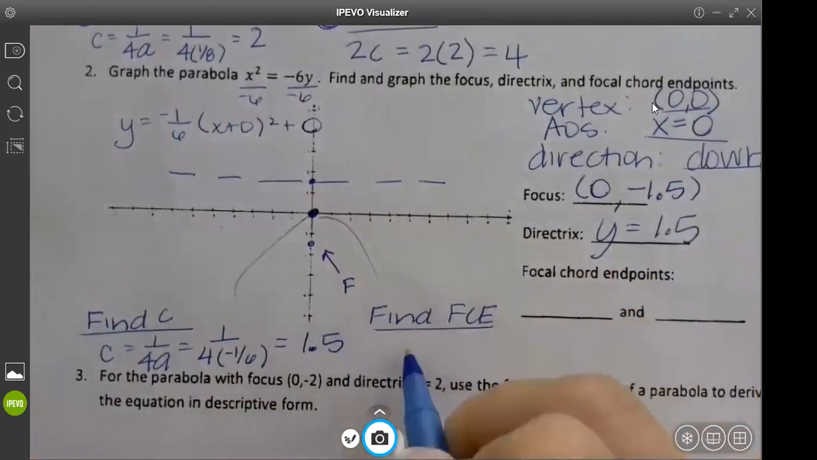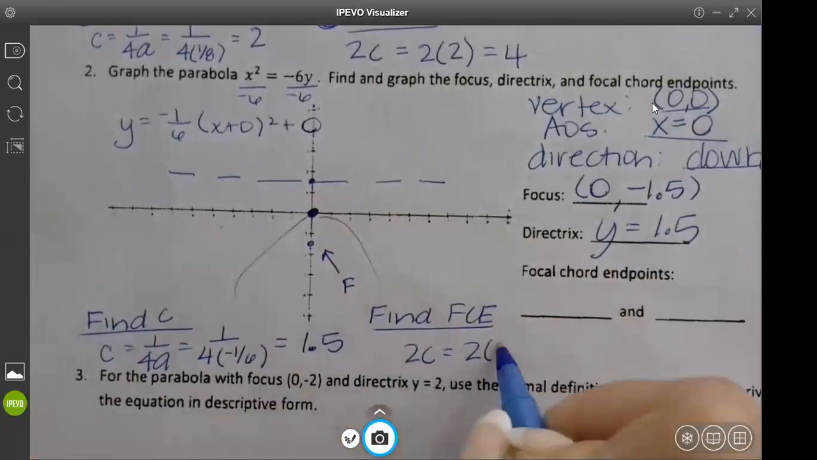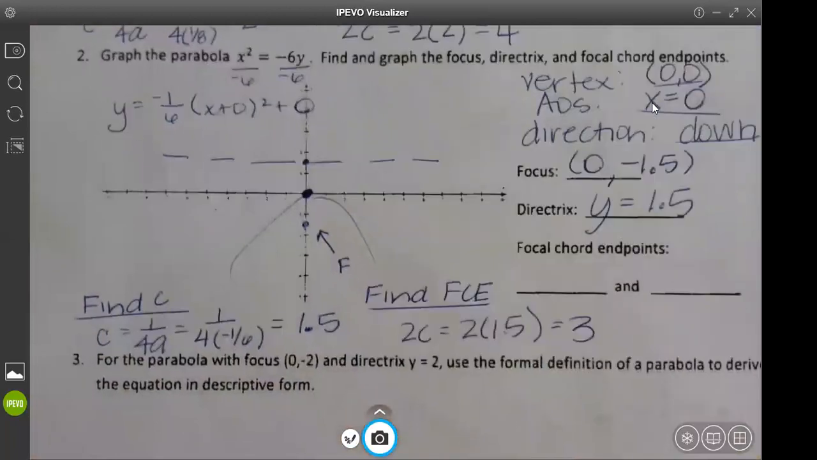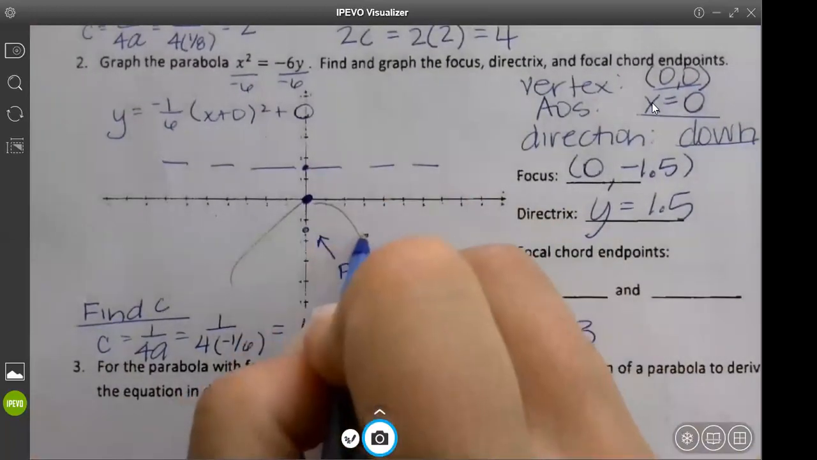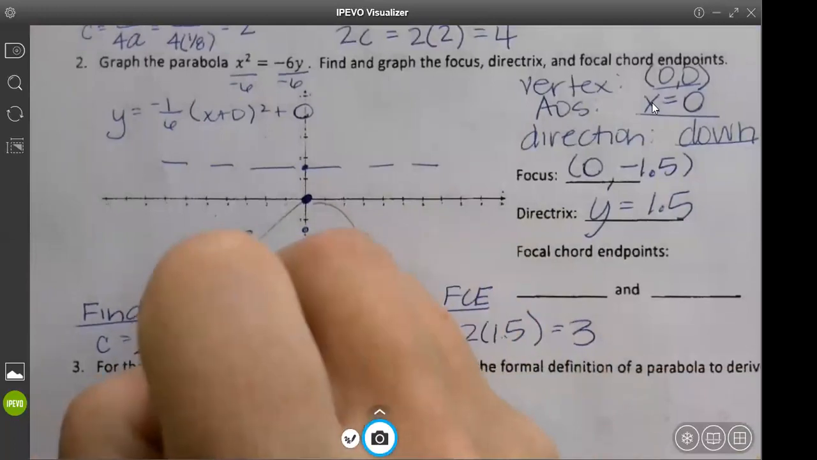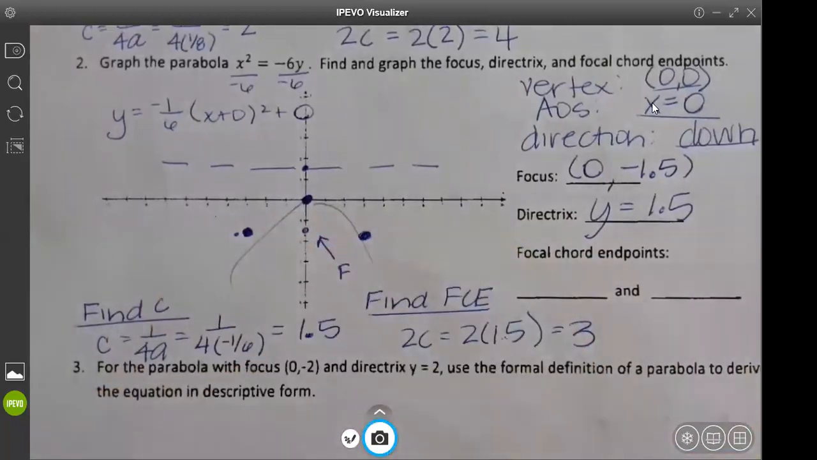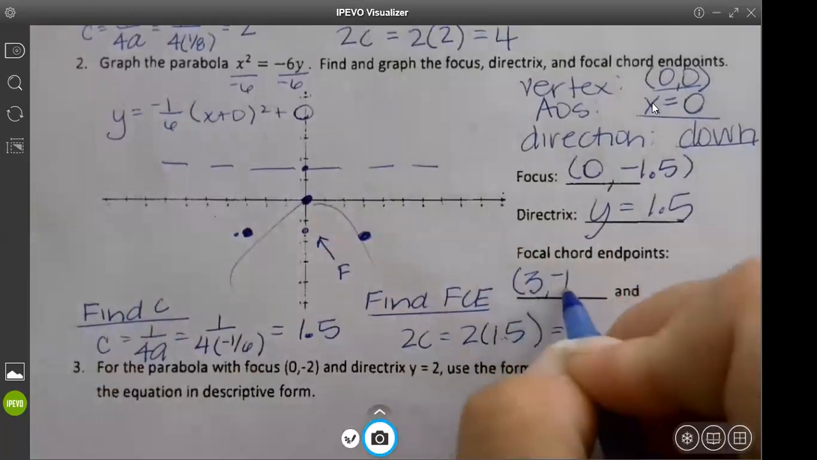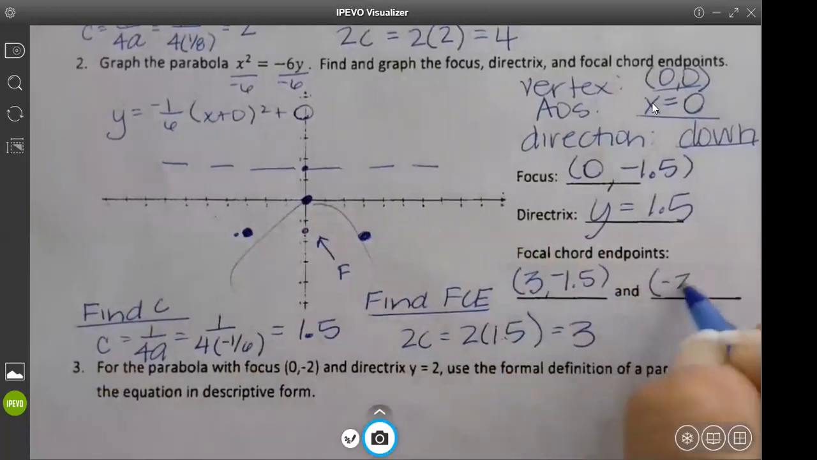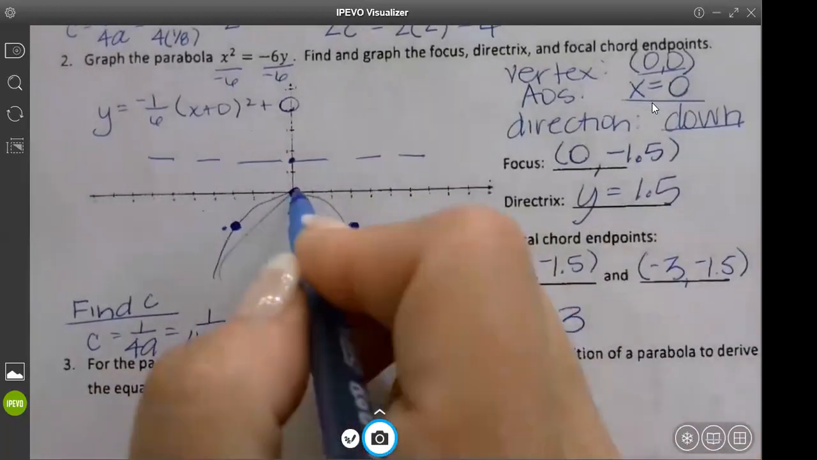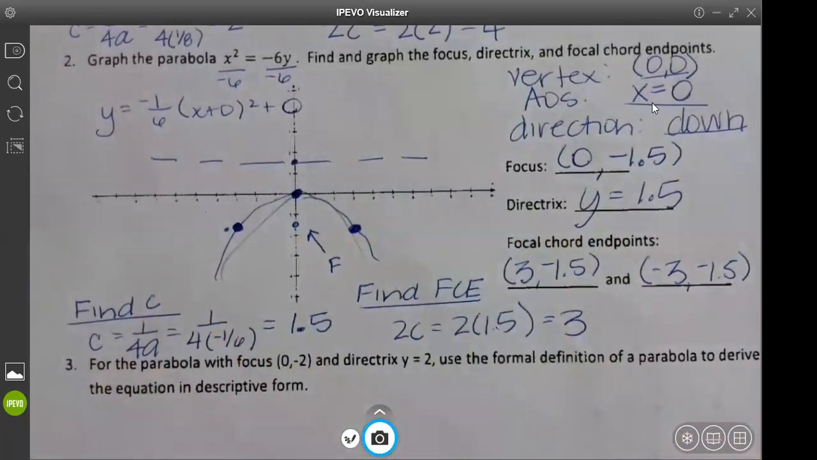We're going to find the focal chord endpoints by doing 2C, which is 2 times 1.5 or 3. So from the focus, I go left 3, and sorry, I went too far, and right 3. Those coordinates: I went right 3 and down 1.5. I went left 3 and down 1.5. And then if we were to sketch it, we just connect the dots. I don't necessarily need to see the sketch. I just like having the graph so that I can physically put it on there, see it.